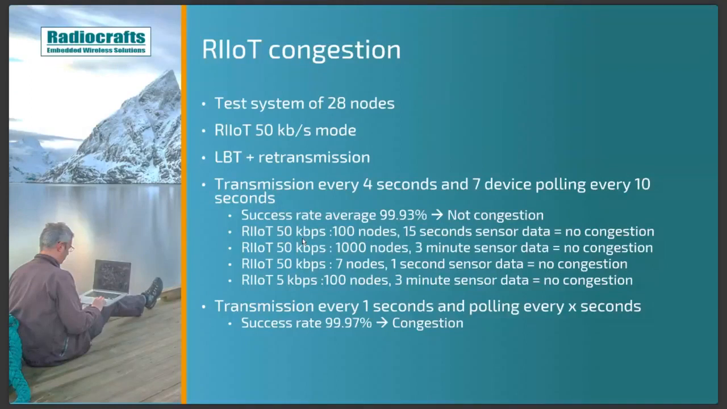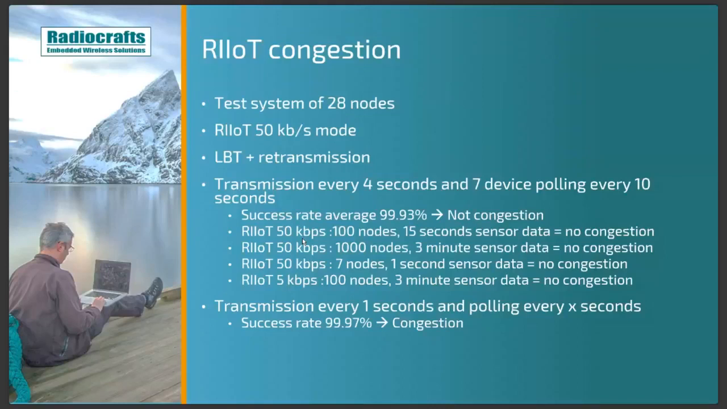We also have this 5 kilobit mode in Riot, which is more like a large area network, where we can do 100 nodes sending data from the sensors every 3 minutes without congestion. So this is how we see the Riot network performing in a high node count and high update rate type of scenario.